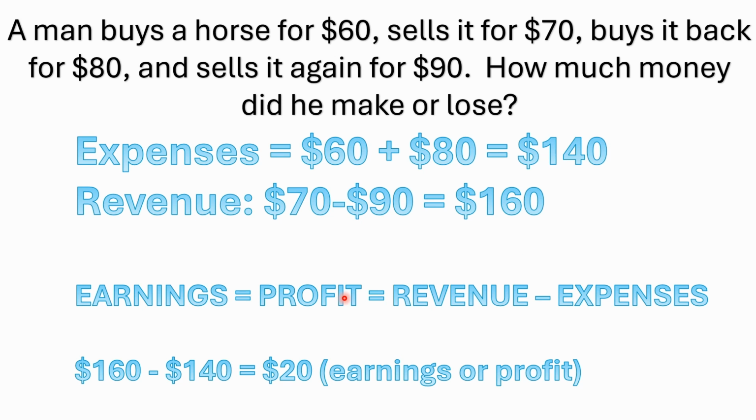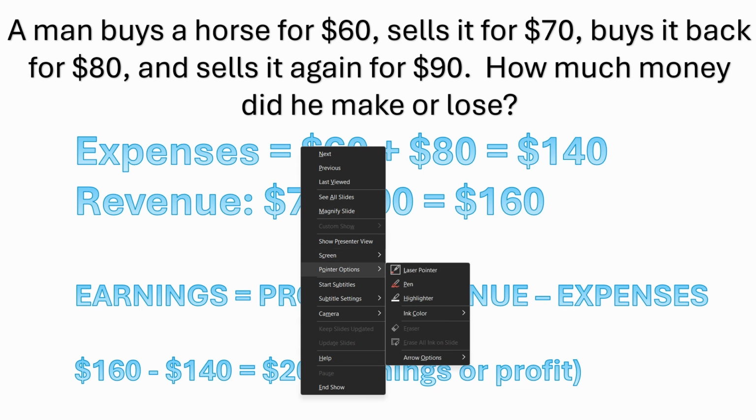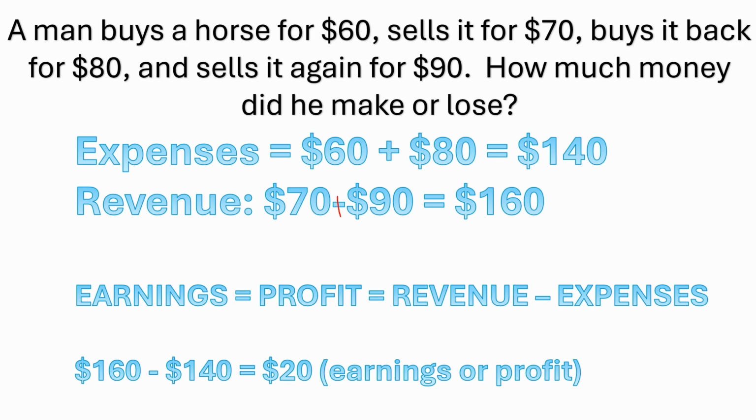It's pretty simple math. You can also look at it this way. The expenses, or the amount that he spent, again is 60 plus 80, which is 140. The revenue is how much money he generated, how much money came in. Well, the first time $70 came back to him, the second time $90 came back to him. Actually, this should be a plus sign here. 70 plus 90 is $160.